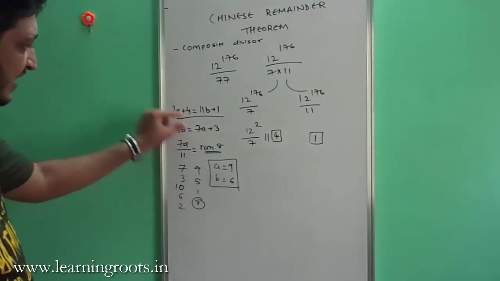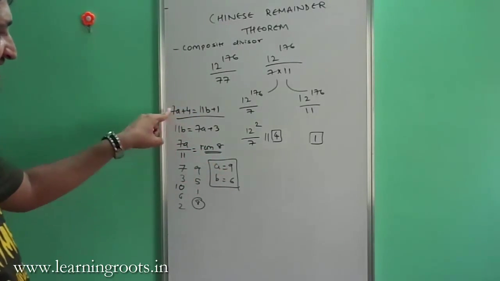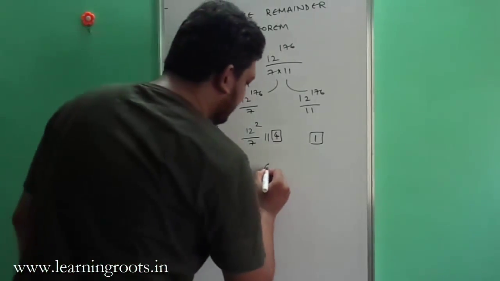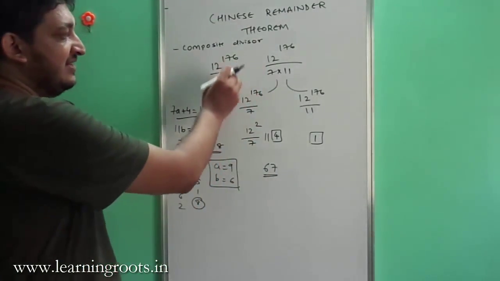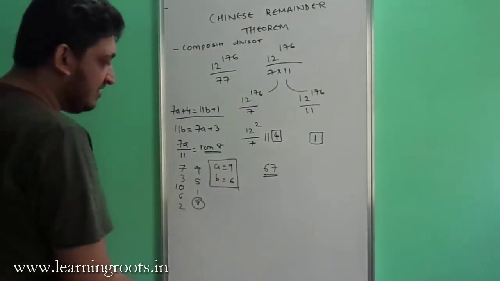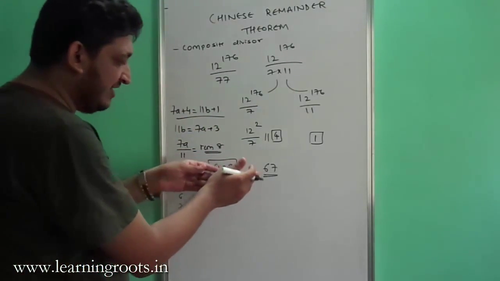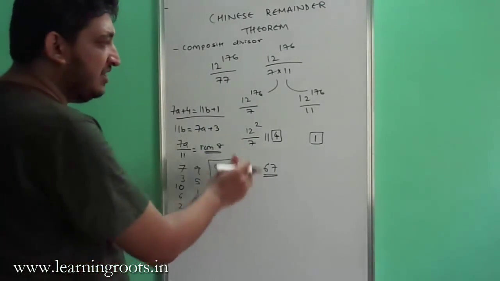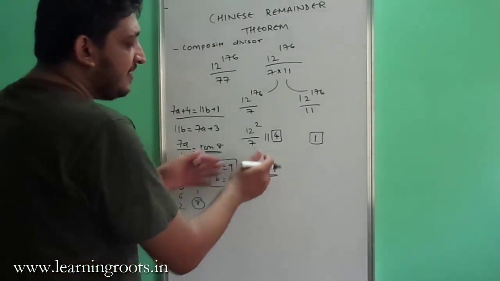So we will plug back either a or b in this equation and find 7a plus 4, that is 63 plus 4, that is 67. Even if you plug in b, you get the same answer, 67. This number is the remainder when 12 raised to 176 is divided by 77, because for 7a and 11b, the LCM is 77. So this number is nothing but 77k plus 67. Whenever you divide this number by 77, the remainder will always be 67.